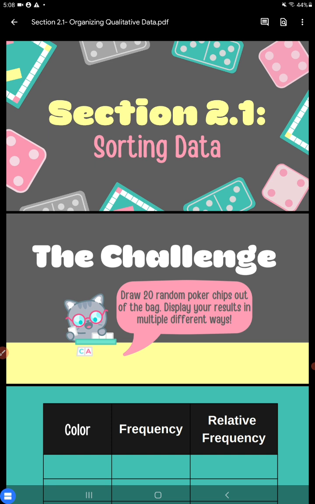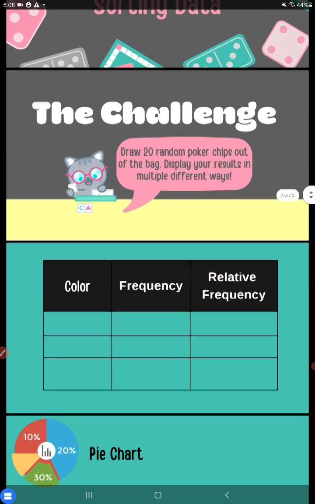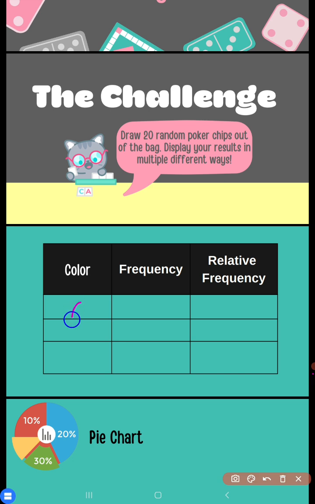There are lots of different ways that we can display our data. So first of all, let's pretend that I gave you a bag of poker chips and they were different colors, and I said, I want you to draw out 20 poker chips without looking, and then I want you to display your results. This would be qualitative data because we're looking at the color of the poker chips that you're pulling out of the bag. Color is a categorical variable. There's no number assigned to it. The poker chips that I have in my classroom happen to be red and white and blue. So that's the three colors that we are going to use.